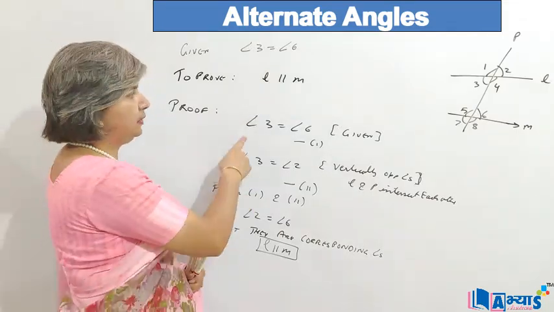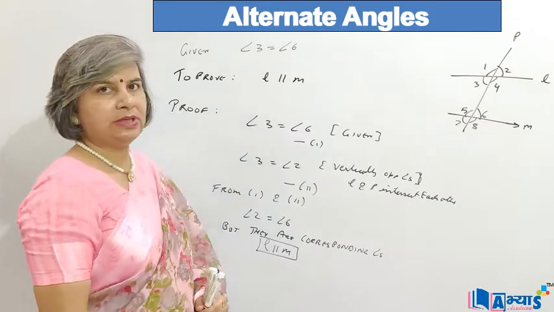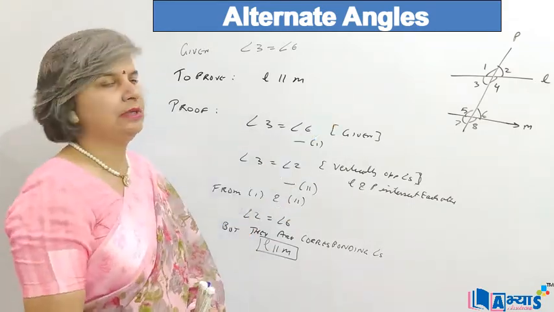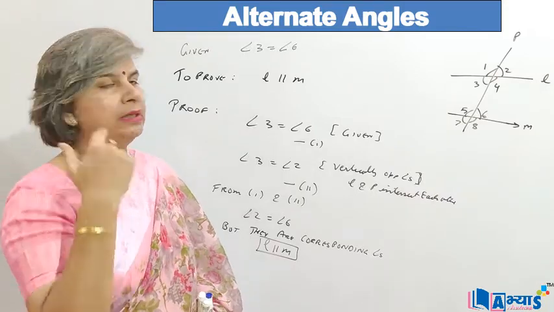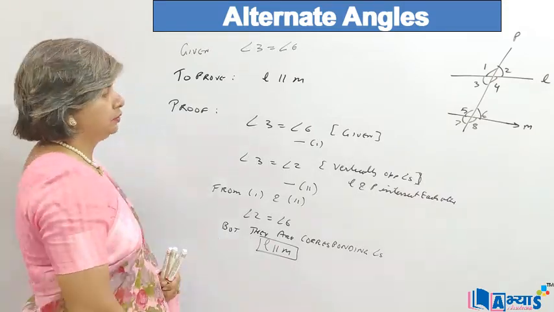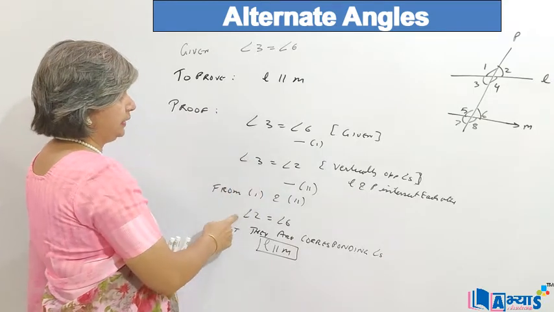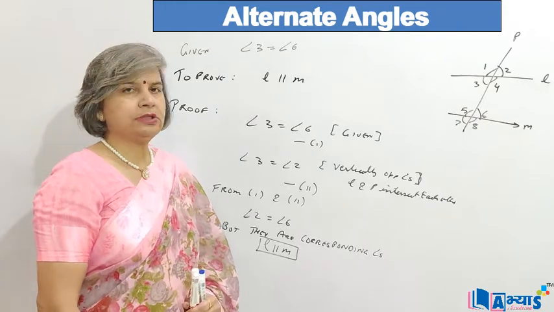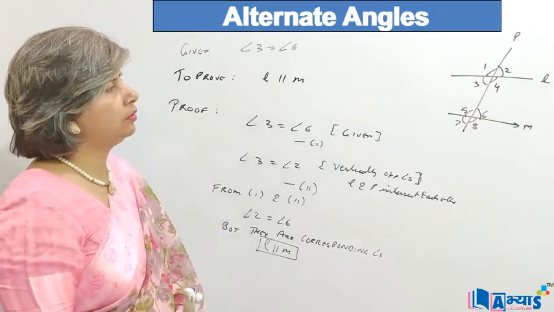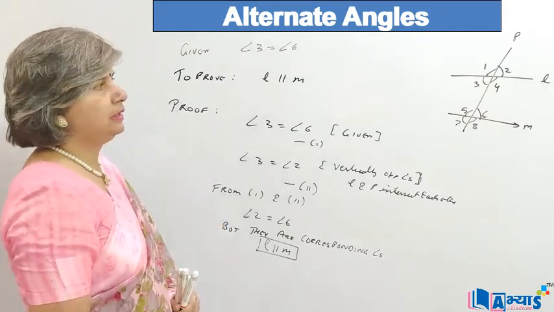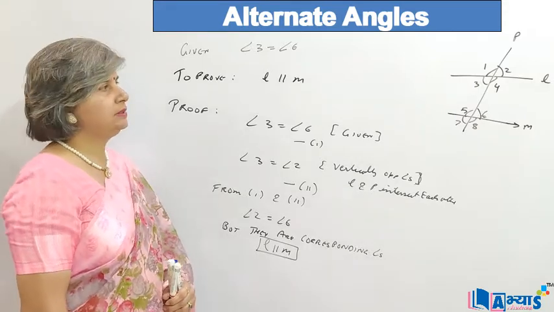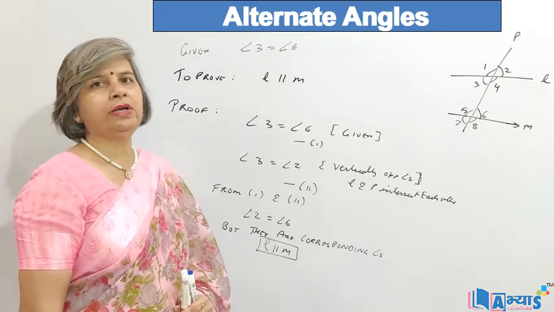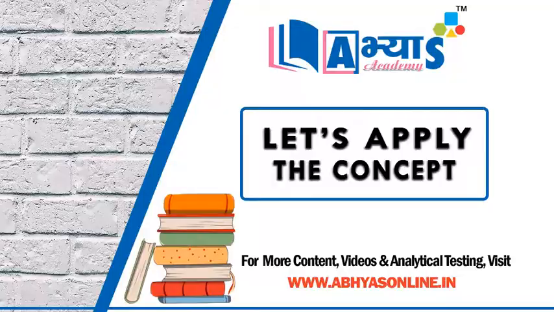For this we have taken the concept that angle 3 is equal to angle 6. It has been given to us, and we know that angle 3 is equal to angle 2. They are vertically opposite angles when L and P intersect each other. So from these two equations we can say that angle 2 is equal to angle 6, but they are corresponding angles, and from the corresponding angles axiom we can state that if angle 2 is equal to angle 6, then line M is parallel to L. So this is how we can prove that the lines are parallel to each other.